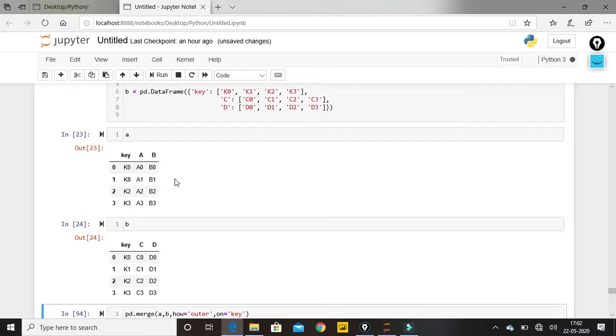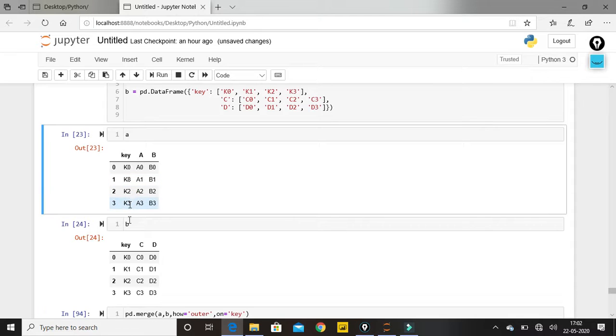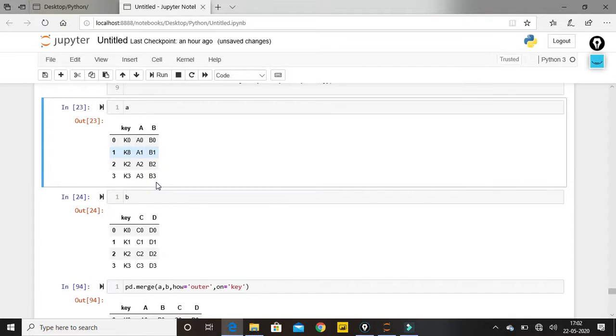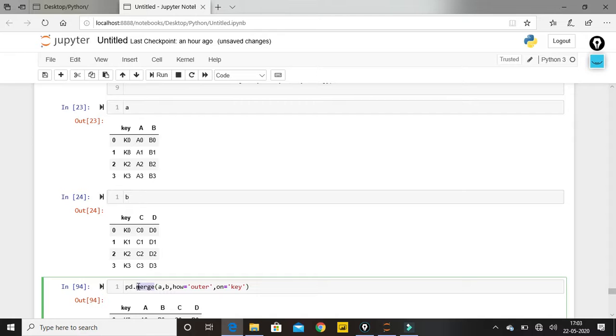So you'll be able to find there is one common column called key, and the data is not common, because k1 is present in B and k8 is present in A data frame. So we'll see how this merge operation works. So I'm using this merge function inside pandas, so pd.merge. Now I will tell what it needs to merge. So it needs to merge A and B data frame, to merge my two data frames.